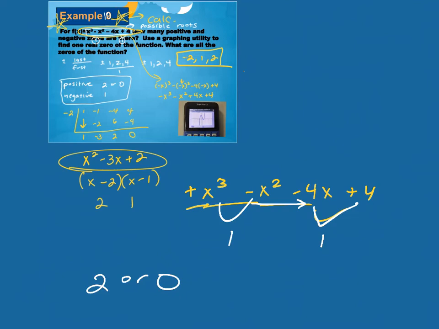Then for negatives, we plug in a negative x. So I plug in a negative x, a negative x, a negative x, and I simplify, just like we did with synthetic. Then I count my sign changes again. There was only one sign change that time, which means there's one negative root. Questions on any of that stuff?